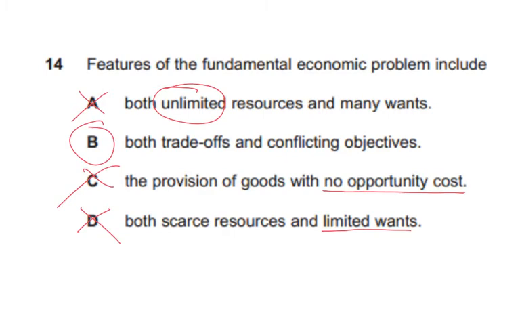I would imagine a good many of you selected D there because you started reading the scarce resources and limited things and wants, and you assumed that that was the right answer. You have to be really, really careful when you are making these decisions. The correct answer in this case was B.